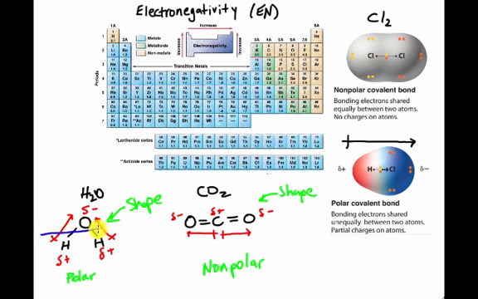Because I can split this in half due to its bent shape, I get a buildup of negativity on one side of the water molecule, and I get a positivity on the other side. And then over here, I don't have that. I have a linear structure, so therefore there's no way to really split this. Now this is going a little beyond what you need to know for right now, but that's where we're heading. So that's why we want to look at bond polarity versus molecular polarity.